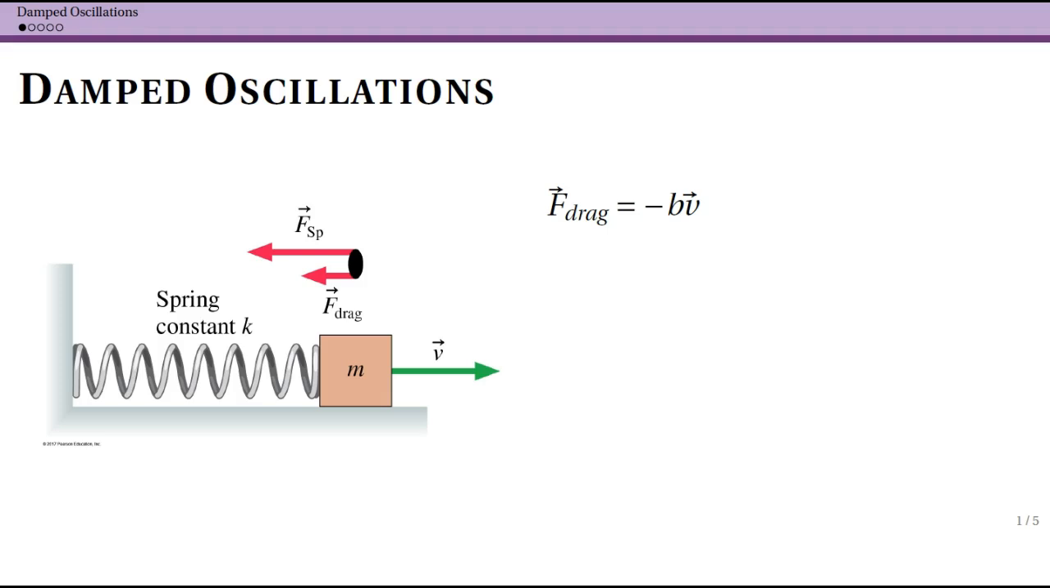Up until now, we've been talking about simple harmonic motion, which doesn't include any sort of drag force. There cannot be friction, there cannot be air resistance. So now we're going to talk about what happens when you do add some sort of drag force. And in this case, we're going to assume a model where our drag force is proportional to the velocity.